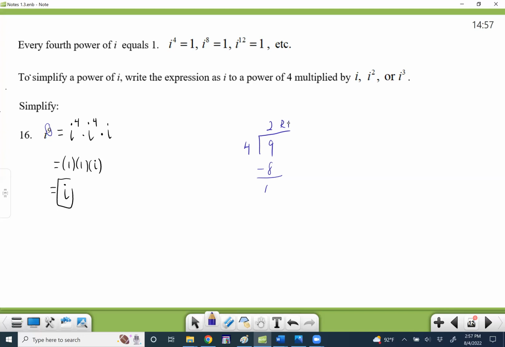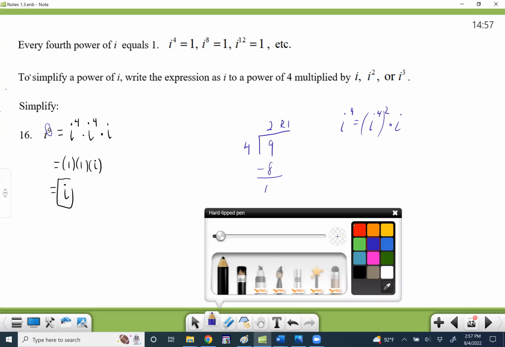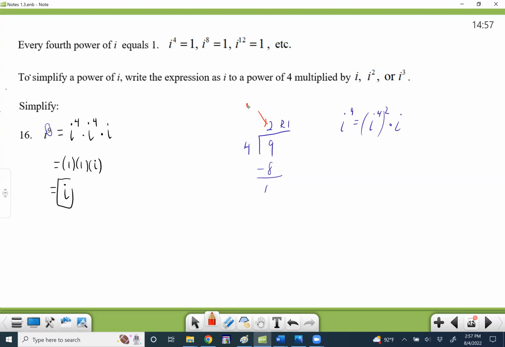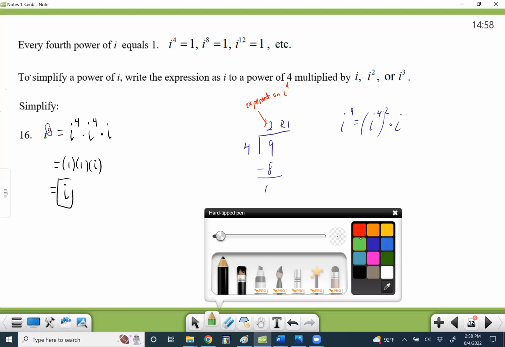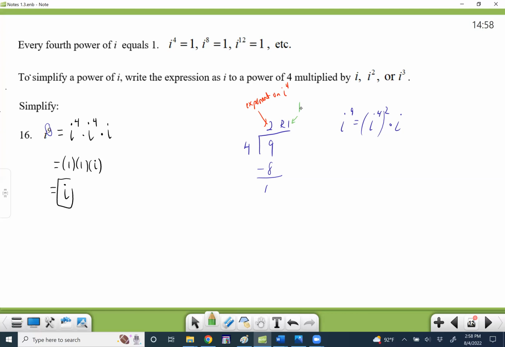So one way that I could write i to the 9th is I could say that it's i to the 4th, 2 times, or to the second power, with one leftover i. So this one right here is going to become the exponent on i to the fourth. And then this one right here, the 1, is going to be the leftover i.